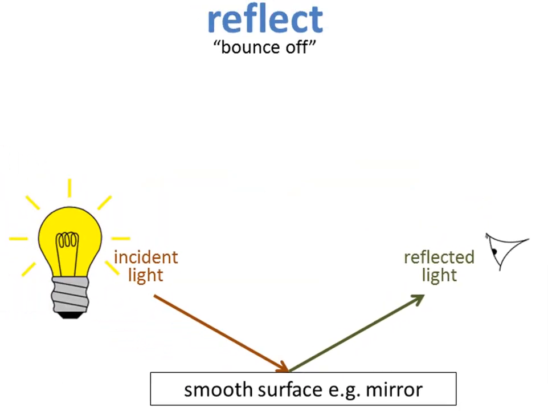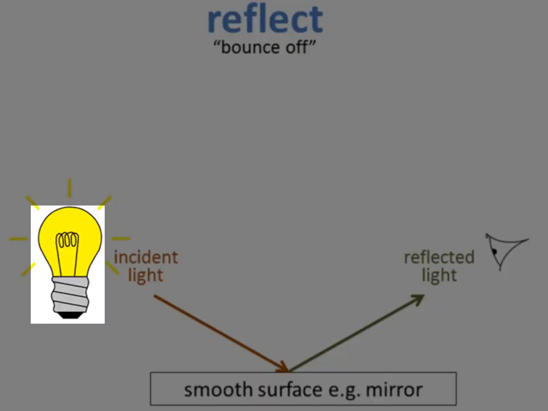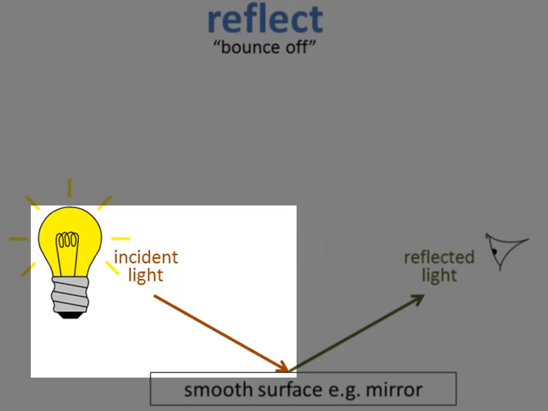So let's study it. Let's imagine we have a mirror or any other smooth surface. Here we have a luminous object, a shining object, like a light bulb. That luminous object gives off light. The light travels all around. We're going to look at one ray of light here. This ray of light comes to the mirror. We call it incident light.